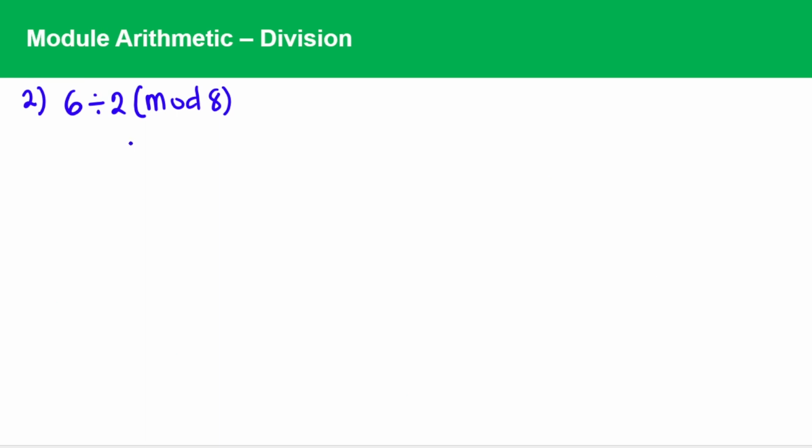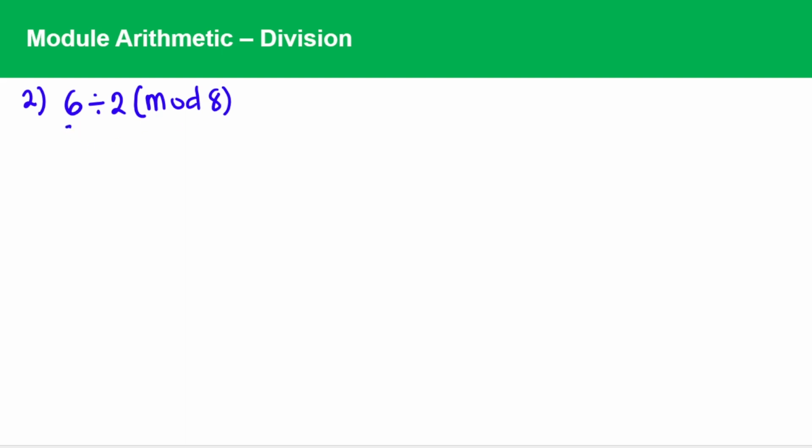Sometimes a multiplicative inverse may not exist for a particular number in a given mod, and as such there will be no solution using the multiplicative inverse method. However, while the multiplicative inverse method may not yield a solution, the algebraic method may. An example of such an instance is what we have before us: 6 divided by 2 in mod 8.